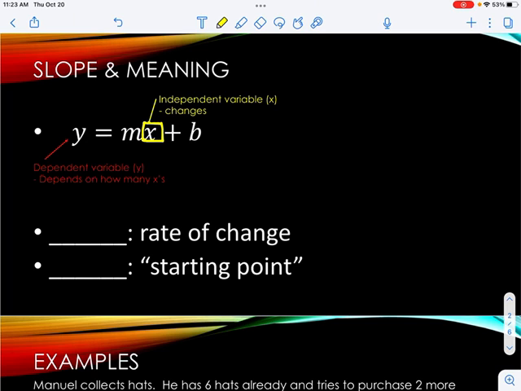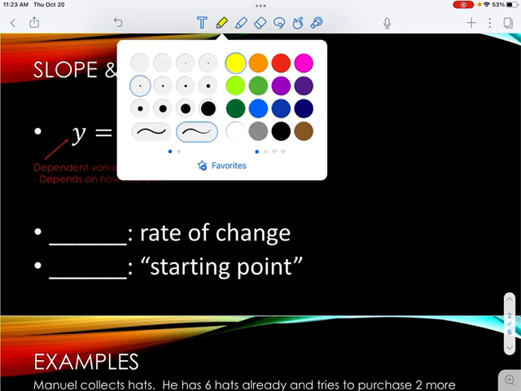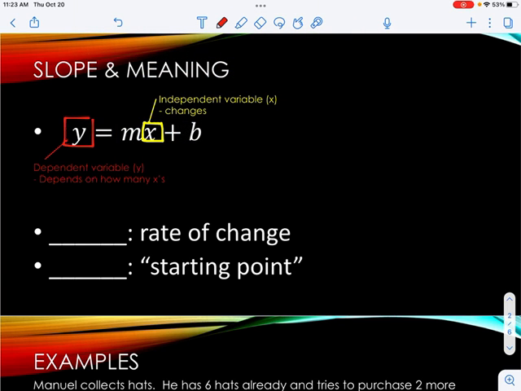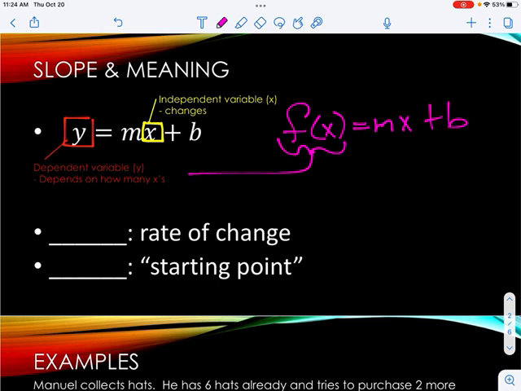So we pick values for x, we plug them in, and we get back values for y, which is the dependent variable. The y value completely depends on what we plug in for x. Now, we are still looking at y equals mx plus b. Remember, we can also write that as f of x equals mx plus b. In that case, the f of x is the same as the y value. It's the dependent. So when we look at this, we have a rate of change.